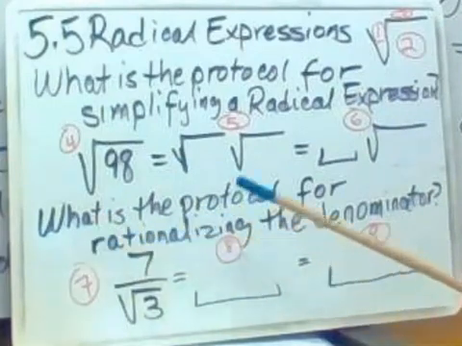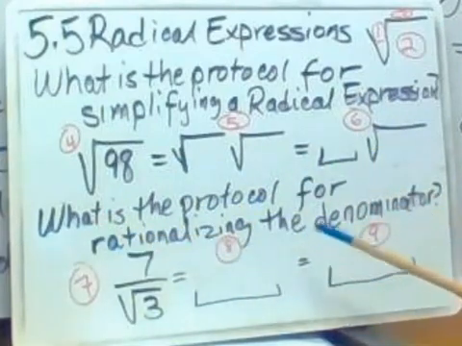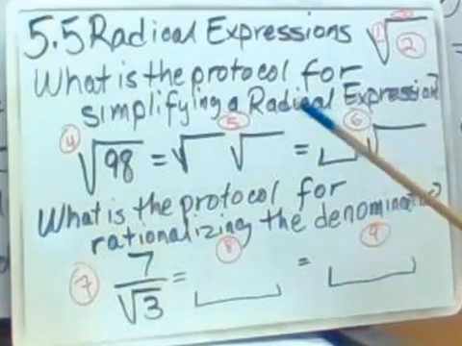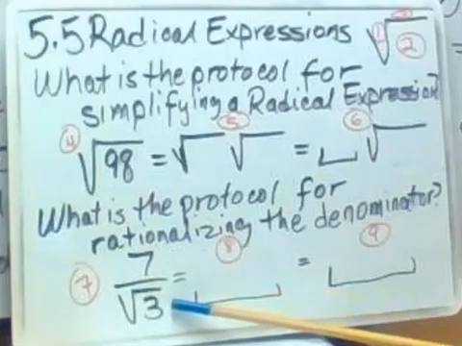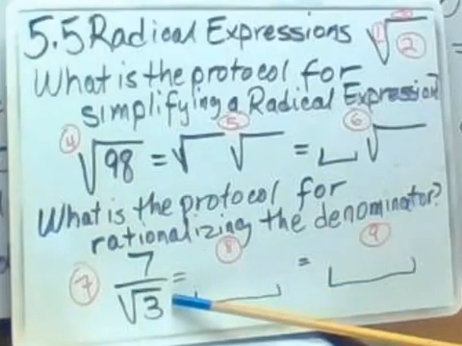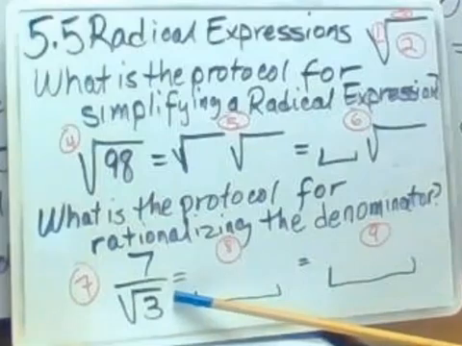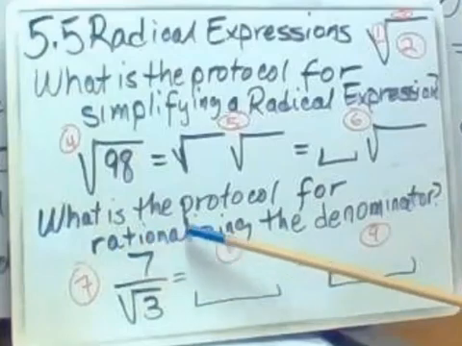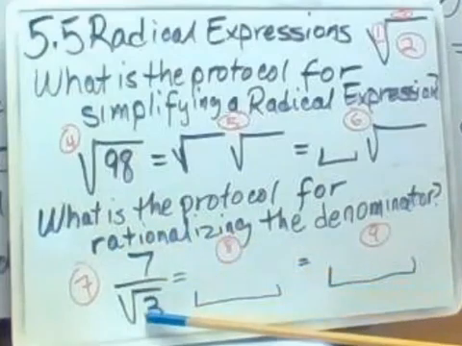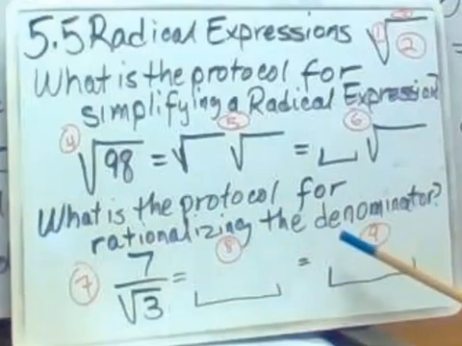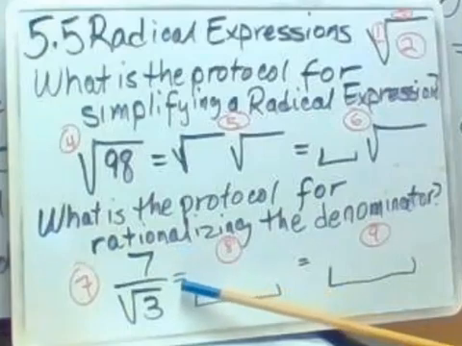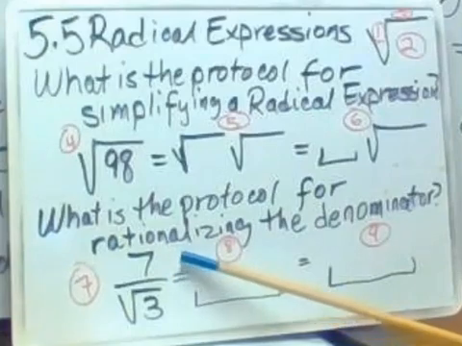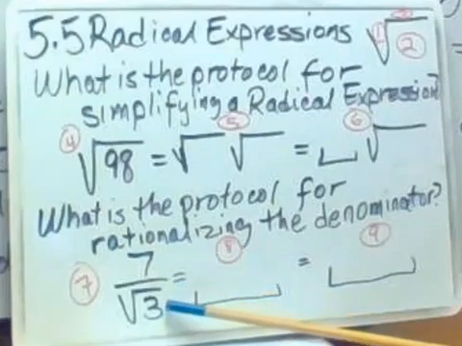Next question, what is the protocol for rationalizing the denominator? Now we say normally we don't want to see radicals in the denominator. So how do we get rid of that radical? Well, the process is called rationalizing, changing the denominator from an irrational to a rational number. Now, from past lessons, we know we can multiply any fraction by 1, and we're going to choose a form of 1 that will make this denominator rational.